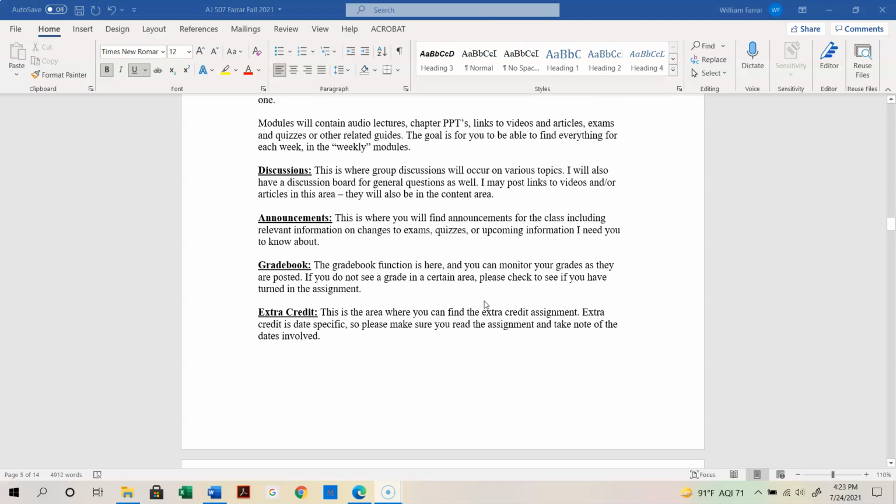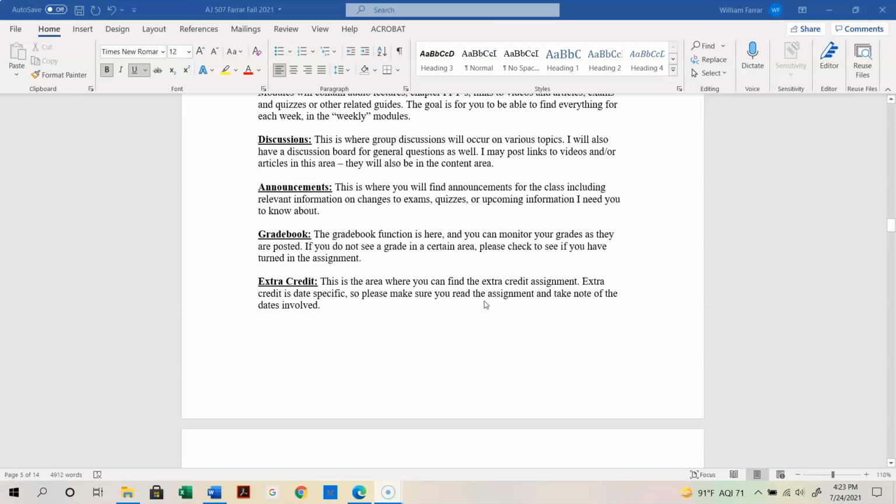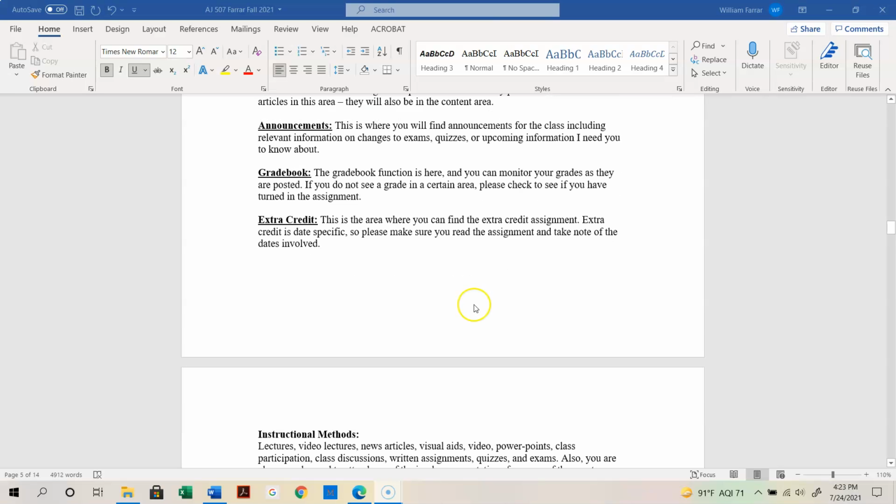Next would be the grade book, and that's important because that's where your grades are. And then finally, extra credit. There's already one extra credit assignment that's built into this class. And as we go throughout the semester, I'll probably throw out a couple of smaller ones, and you'll be able to find those assignments in the extra credit area. And again, when we're done, I will show you where that's at.